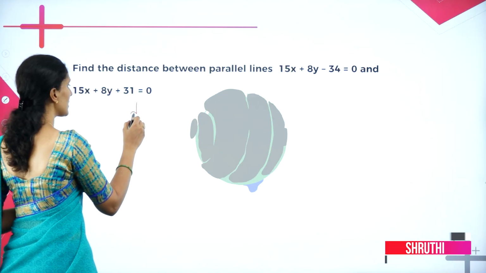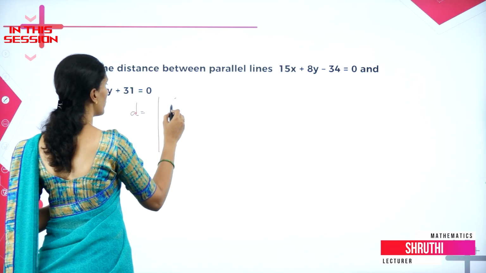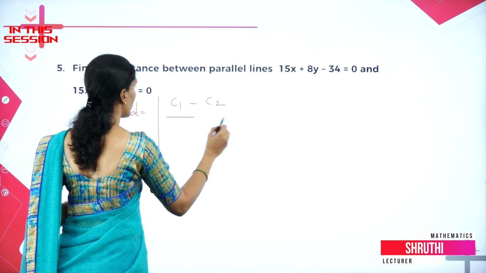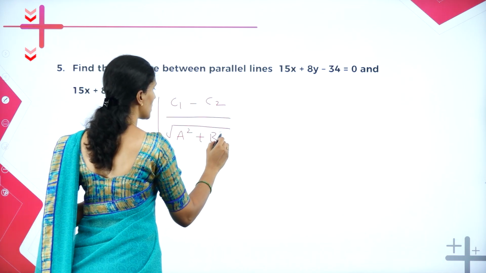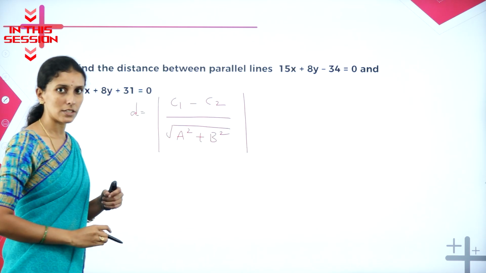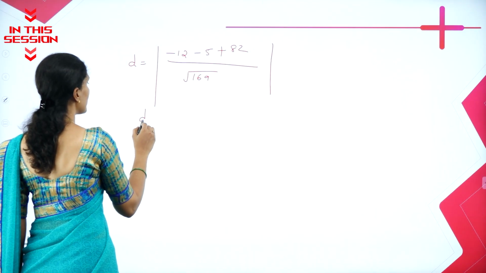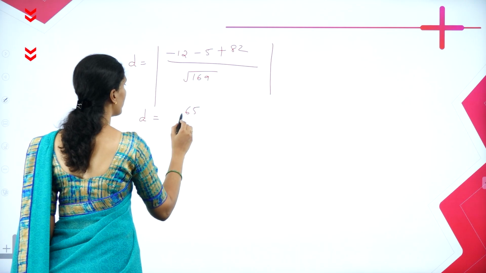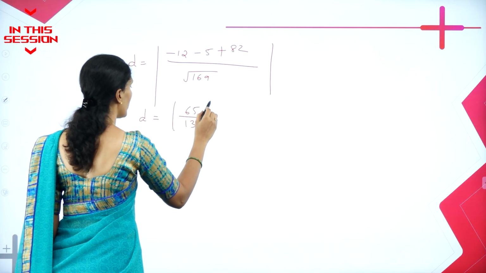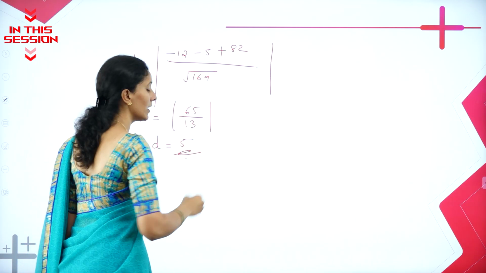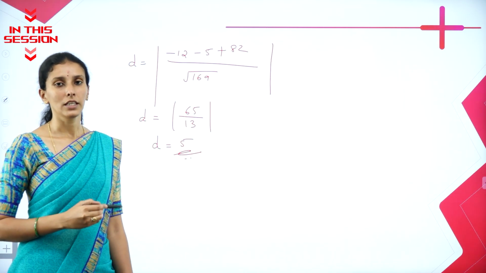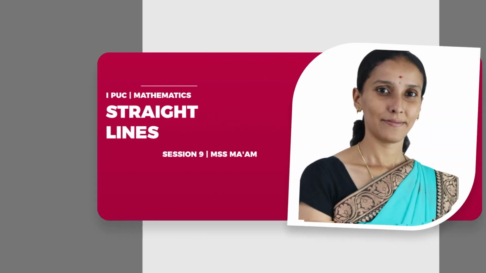So therefore D is equal to modulus of C1 minus C2 divided by square root of A square plus B square. This is the formula to find the distance between the parallel lines. Now D is equal to 65 divided by 13. So when you cancel it, you will get D is equal to 5. So this is the distance of a given point from a given line.